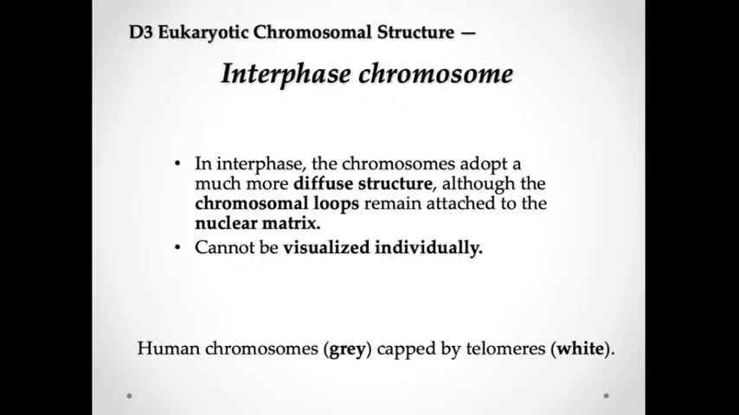So this is how the quadruplex form of human telomeric DNA looks from the top point of view. In interphase, the chromosomes have a much more diffuse structure. Their chromosomal loops remain attached to the nuclear matrix and cannot be visualized individually. So like this in the interphase state, your telomeres are on the top, and this is how your chromosomes look in that case.